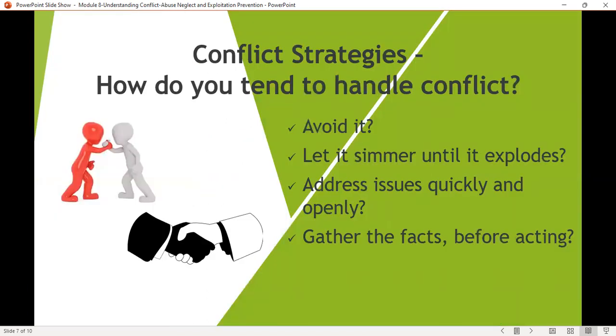How do you tend to handle conflict? Do you avoid it? Let it simmer until it explodes? Or do you address issues quickly and openly? Do you gather the facts before acting?